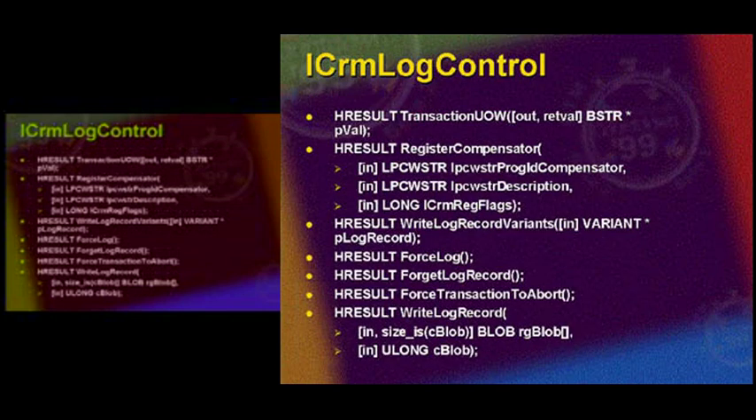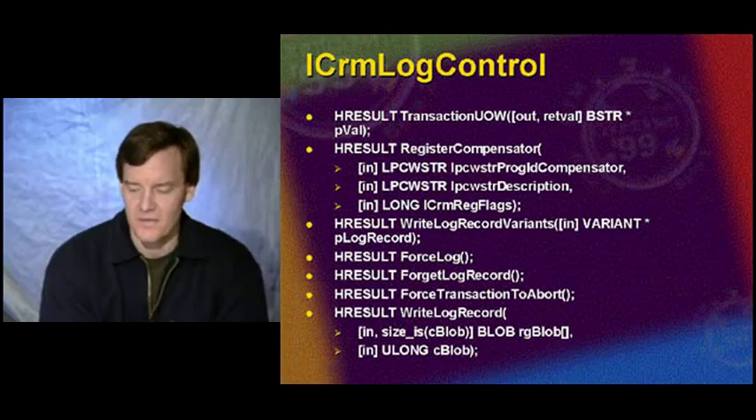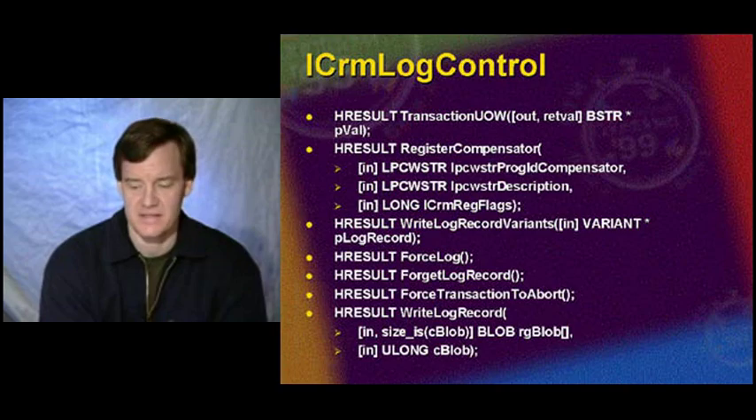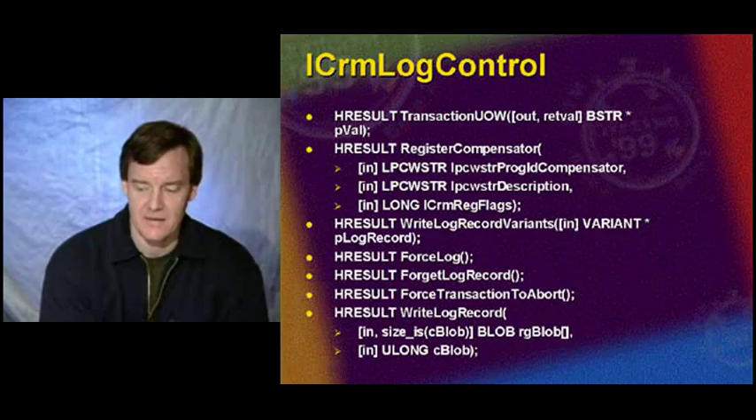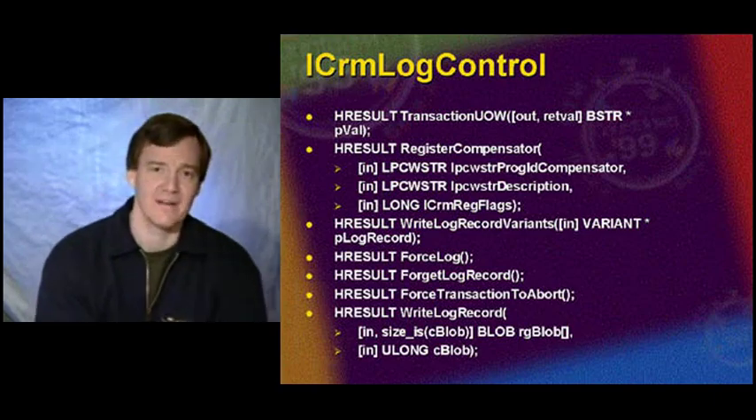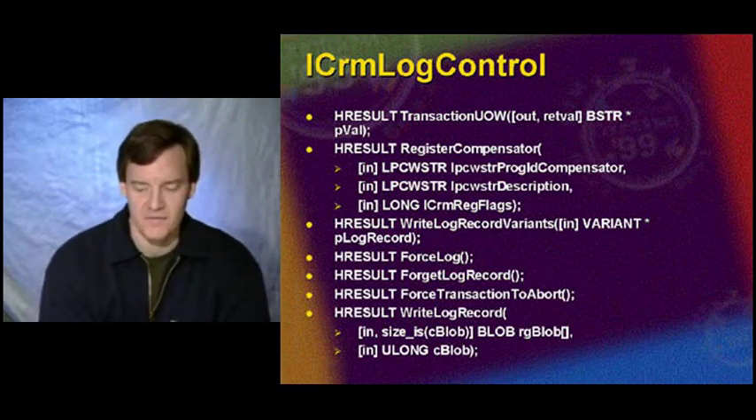So here's a quick bit more detail on the iCRM log control interface, and I'll just run briefly through the methods and what they do. We have a transaction unit of work method, which is a way to retrieve the transaction unit of work of the current transaction that you're in. We found this was quite useful because a lot of people are using that as a key to solve the isolation issues, and hopefully that will become a little bit more clear later on. And people were actually logging the transaction unit of work in the log records, which is kind of superfluous because we have it in there already, and this was just a way to quickly and easily get at it.